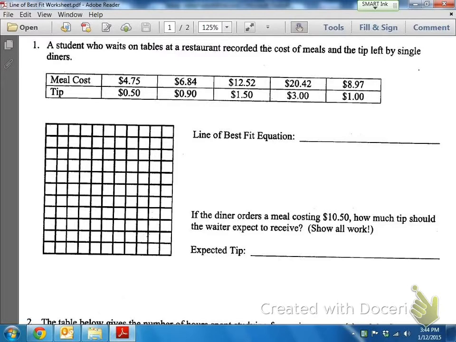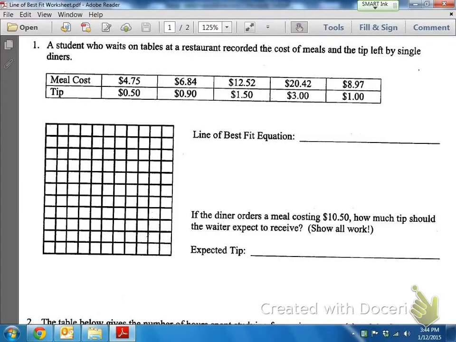Meaning it's going to be right in the middle of all my data and it would represent the average, or I can make predictions about the future or about some numbers in between if I knew where the line of best fit was. So let's go ahead and take a look here at our graph.